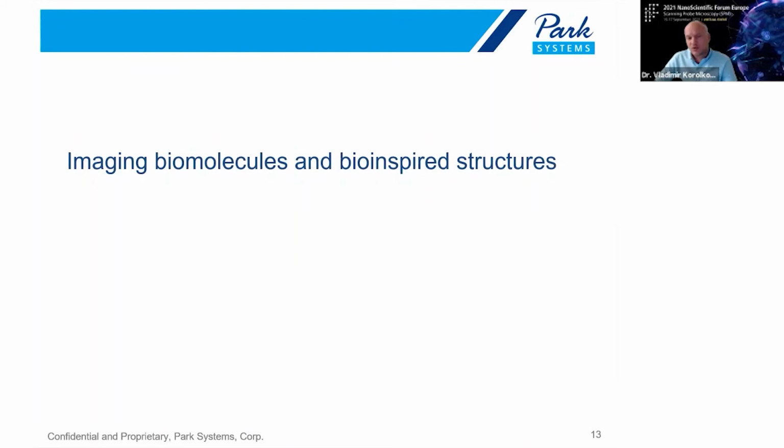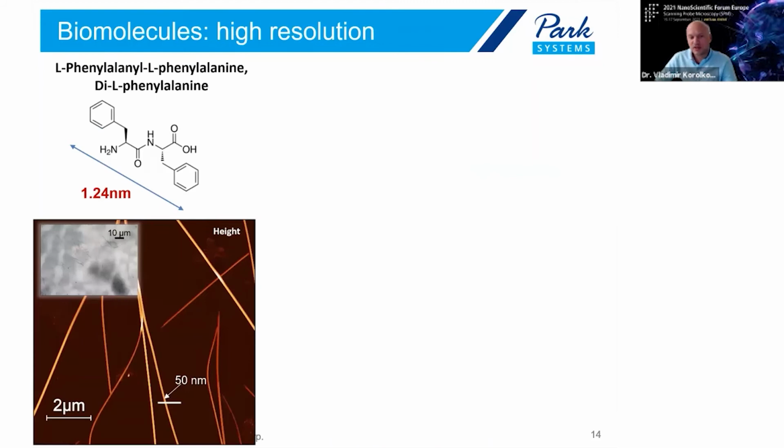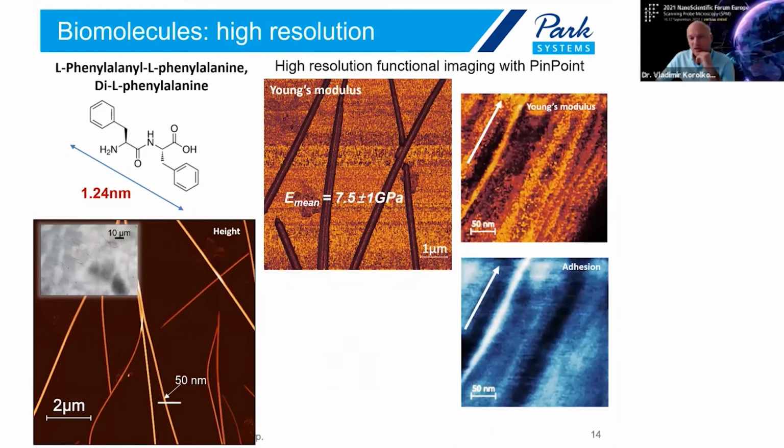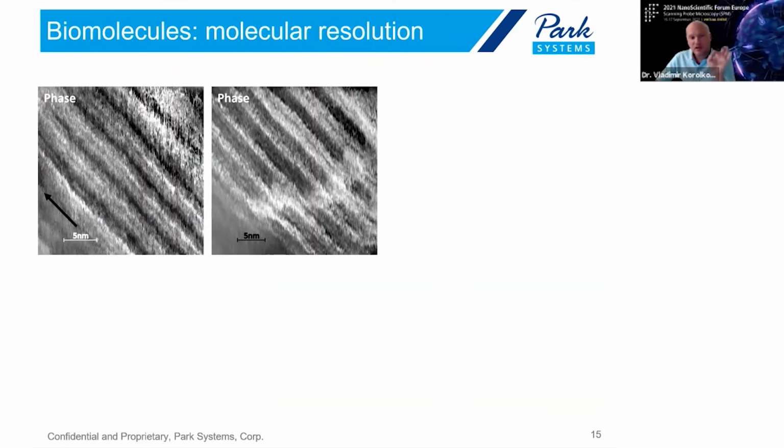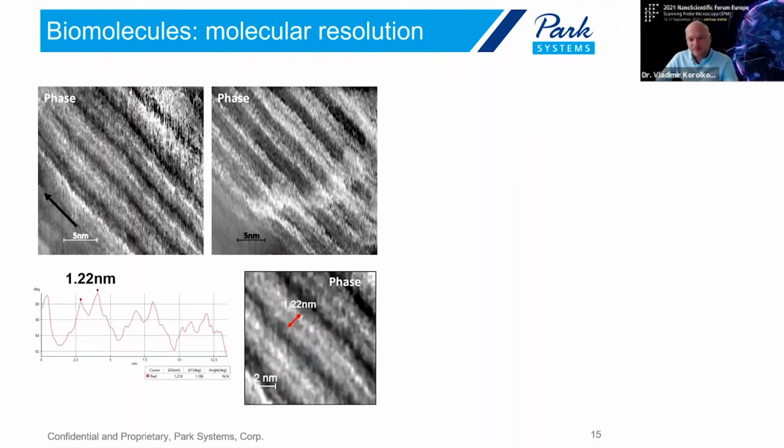Okay, the most probably exciting area is SPM imaging of biomolecules and bioinspired structures. Here is an example that I gave in a hands-on session a couple of days ago, looking at diphenylalanine nanotubes, where you can get, first, a high-resolution nanomechanical structure, but then you can really go into a single tube and image a small area, and you can visualize those interesting lines running along the principal direction of those tubes. And you measure 1.22 distance between those lines.